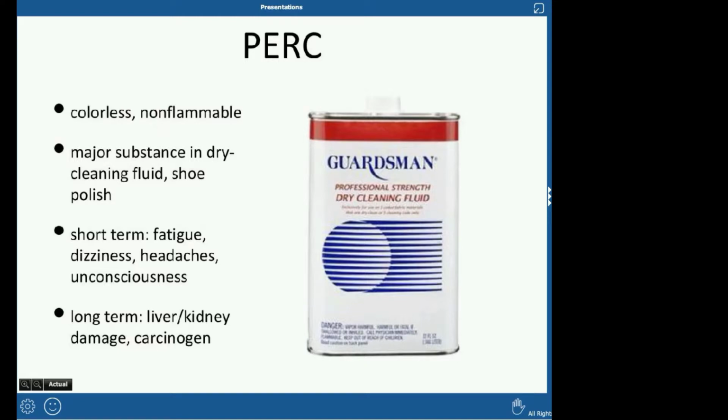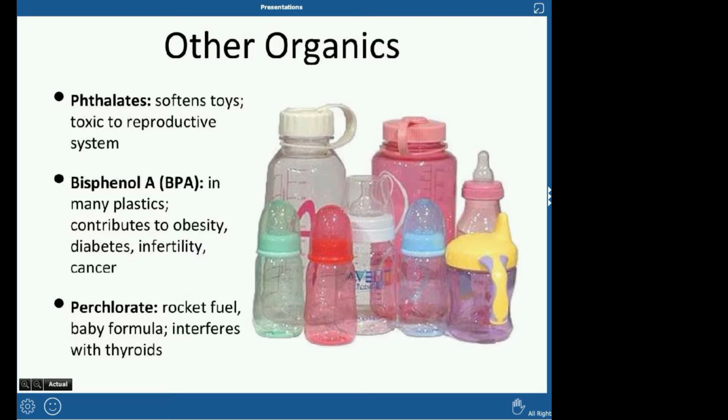But anyway, perc is another thing that is very dangerous. It's colorless, it's non-flammable. It's a major substance in dry cleaning fluid and shoe polish. Short-term exposure can cause fatigue, headaches, dizziness, unconsciousness, and long-term you can get liver and kidney damage. And it can also cause cancer as well. There are other organics, phthalates. They soften toys, and they're toxic to the reproductive system. Toys, right, for small children, and yet they have these things in them.